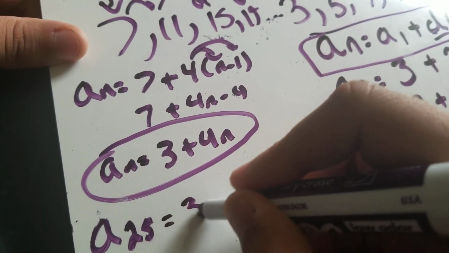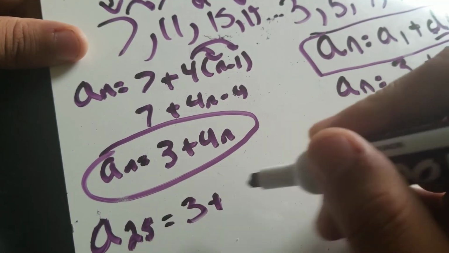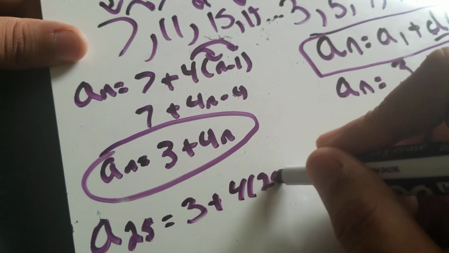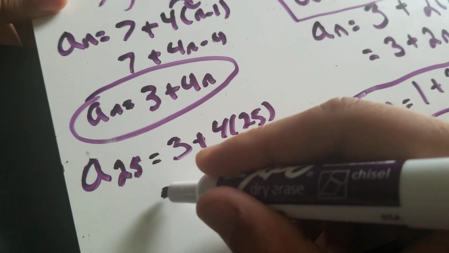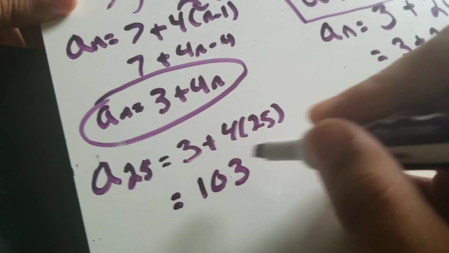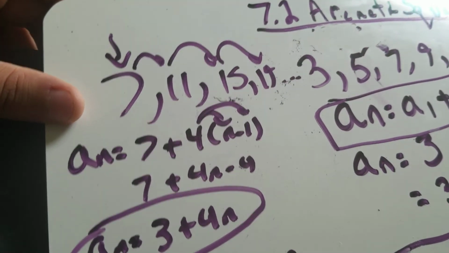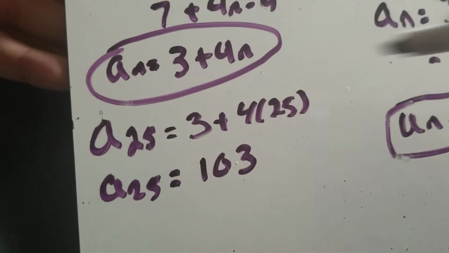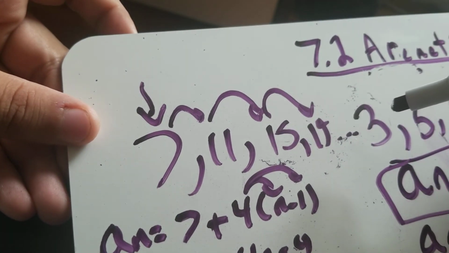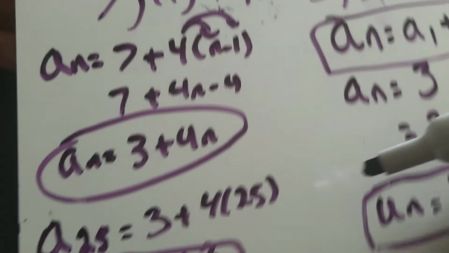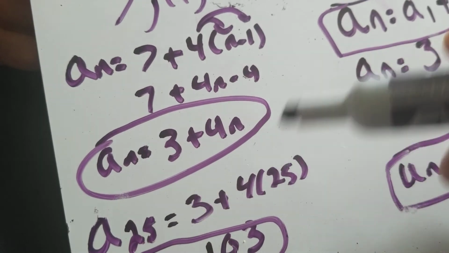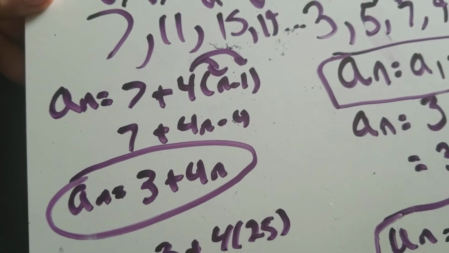So we got 3 plus 4 times 25. 4 times 25 is 100. 100 plus 3 is 103. So at the 25th step of this pattern, it'll be 103, which I think should feel a little bit easier than doing this pattern 24 times, all the way up to 24, and then doing the last one, 25. So this equation is to help shortcut finding something else.